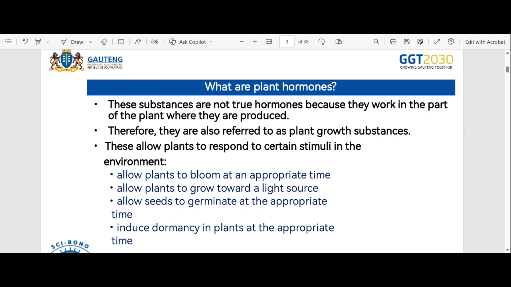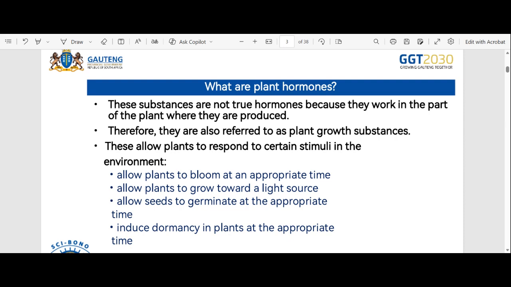They are not necessarily hormones because they work where they are produced. Remember, traditional hormones are produced in one place and they work in another place. Hence, we don't consider them as hormones, right? They're not true hormones because they work where they are produced.